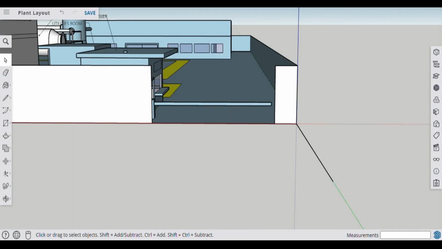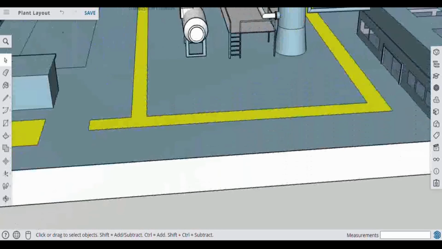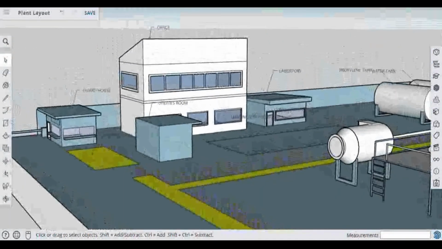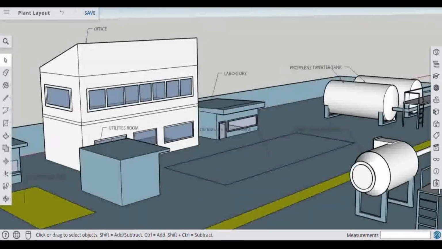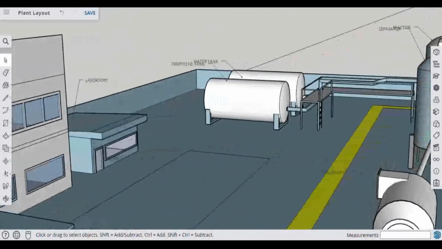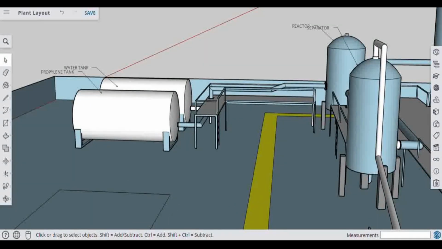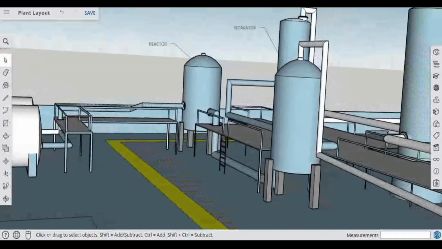Let's take a look at the conceptual design of the isopropanol production plant. It consists of major equipment, buildings and piping. You can see the office, laboratory and utilities room as well as gathering and loading area. And then this is the propylene and water tank as our raw material, followed by reactor, separator and combustion chamber.